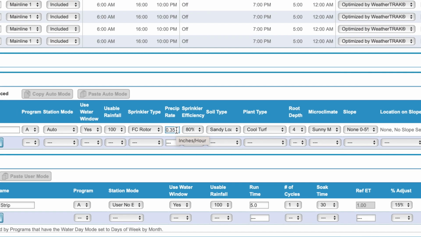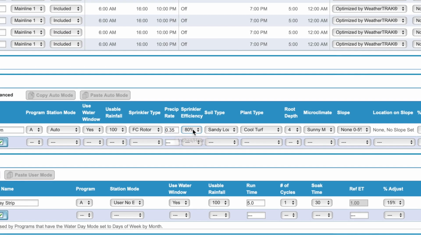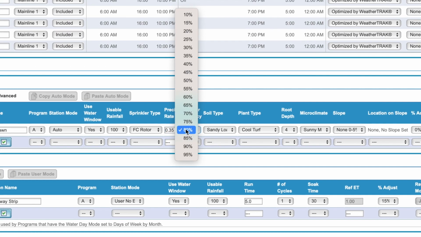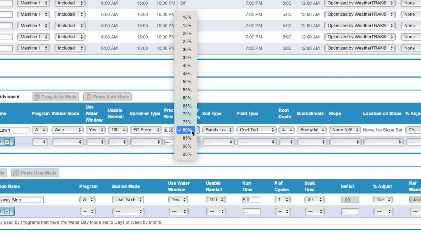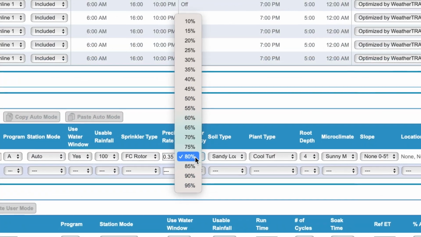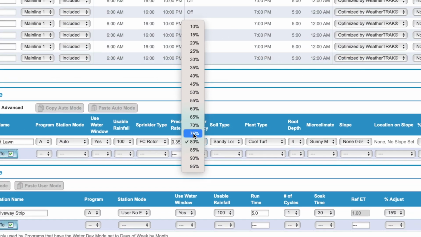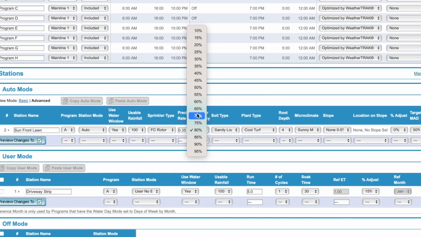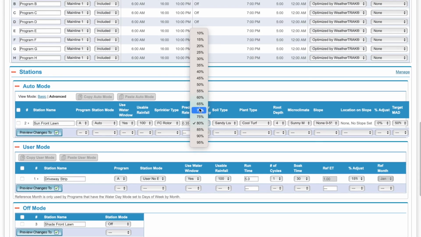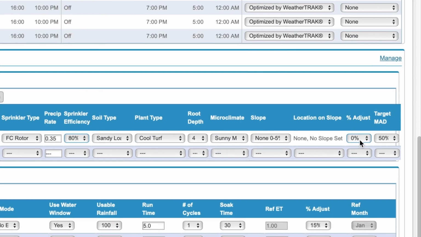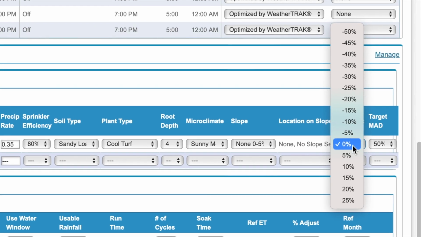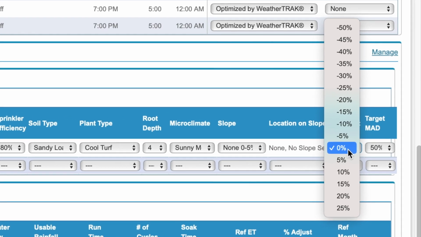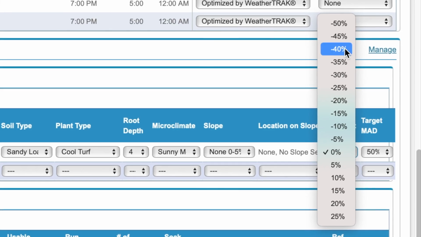Now your next most important thing is your sprinkler efficiency. If these two numbers are not accurate, WeatherTRAK will not work for you. Now the percentages, this is the percentage of how efficient the system is, not your adjusted percent, because there is an adjusted percent as well. This is simply how much water you want to put down based upon the calculations. That's all it is. Do you want to water in excess or do you want to water in a deficit? That's all this one means.